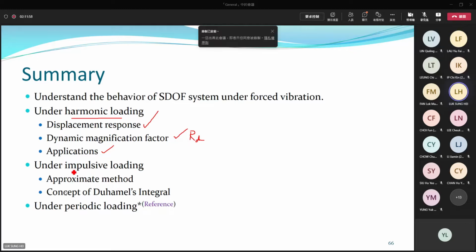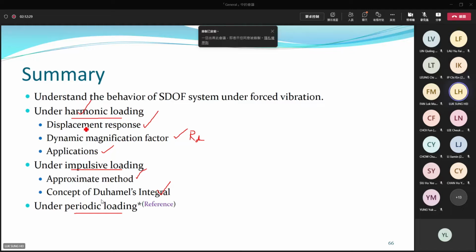And then we introduced how to handle impulsive loadings. You can use an approximate method. And then we introduced one general idea called Duhamel integral. And finally, we mentioned a little bit about periodic loading based on Fourier series. The principle is based on Fourier series. If you want to handle periodic loading, transform the loading to many sine, many cosine terms. Then finally, it becomes many harmonic loadings. Just superimpose all the results together.